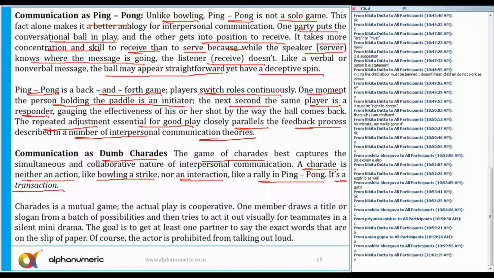So you should look at communication as dumb charades. Now he explains to you what happens in a charade. Charade is a mutual game. One member will draw a title or a slogan from a batch of possibilities and he will try to act it out visually for his teammates in a silent mini drama. The goal is to get at least one partner to say the exact words that are on the slip of paper. Of course, the actor cannot talk out loud. We all have played Dumb Charades, so we all know how it works.